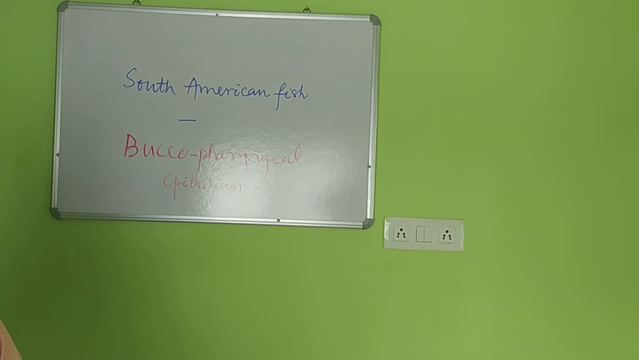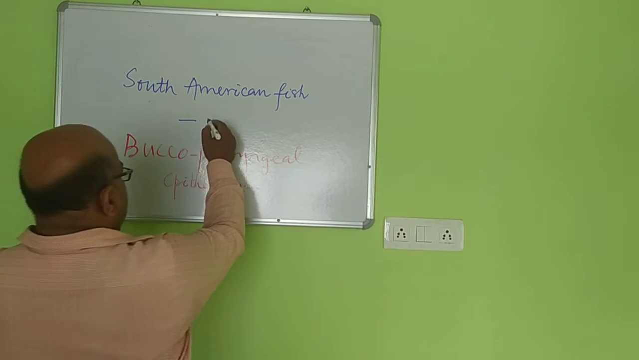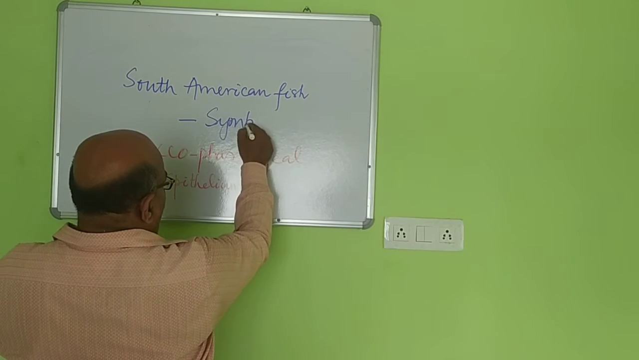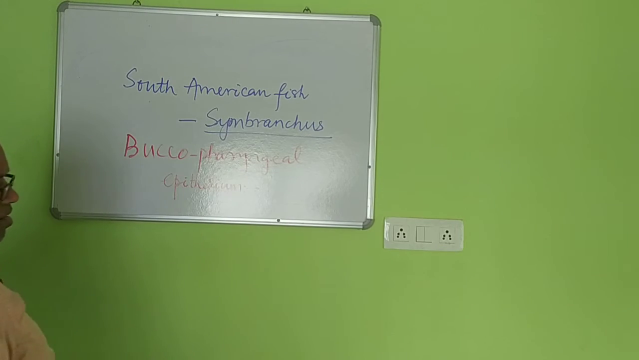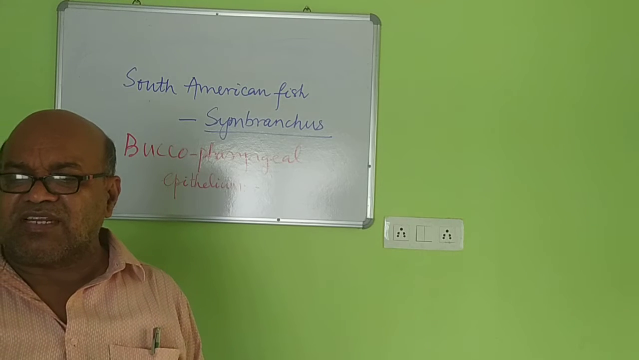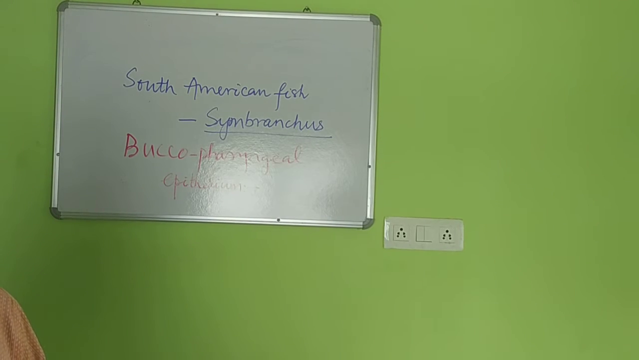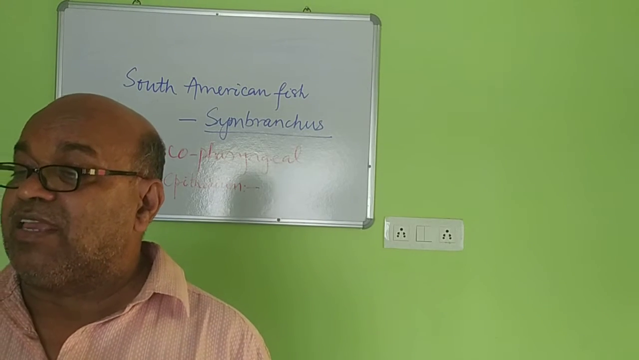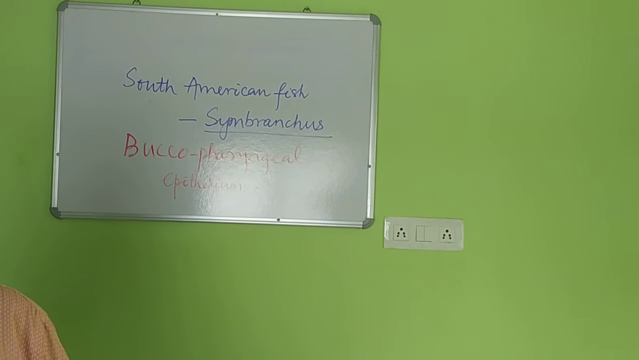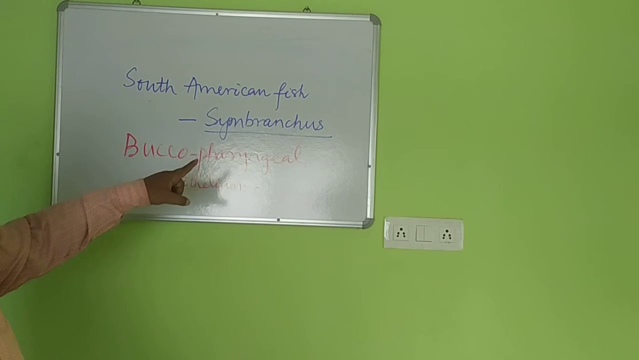Symbranchus, S-Y-M-B-R-A-N-C-H-U-S. Sym means united, generally quite fused in that state. Okay, that area is very sensitive in the gaseous exchange, because under the lining you find well-organized blood vessels. Blood vessels are ramifying in there, and gases and cells also accomplish to that site. Such type of organizing is called as symbranchus. Okay?